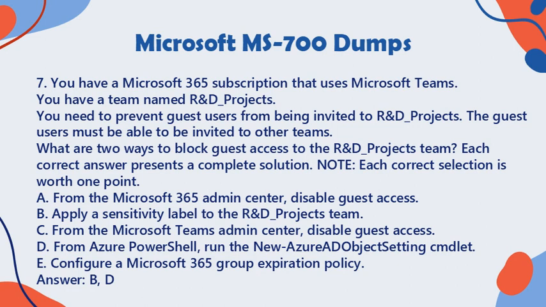A. From the Microsoft 365 Admin Center, disable guest access. B. Apply a sensitivity label to the R&D_projects team. C. From the Microsoft Teams Admin Center, disable guest access. D. From Azure PowerShell, run the New-AzureADObjectSetting cmdlet. E. Configure a Microsoft 365 Group Expiration Policy. Answer: B, D.